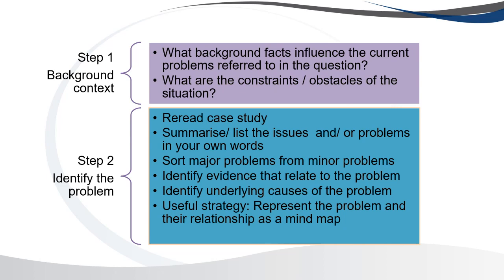Then in step 2, you will go back and reread the case study. You will summarize or list the issues and the problems in your own words. You will try to sort out the major problems from the minor problems. You will try to identify evidence that relates to the problem and identify the cause of the problem. Maybe the background will give you some indication of what caused the problem. And then a useful strategy is to represent the problem and the relationships as a mind map.